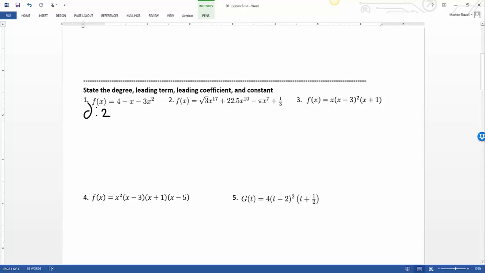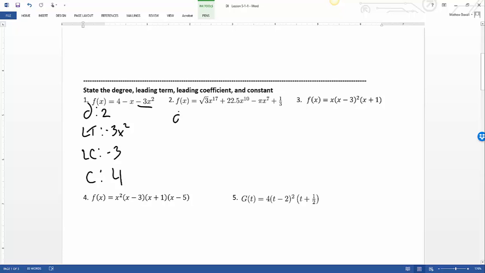The leading term, that's going to be the term that has the degree in it. So that's minus 3x squared. The leading coefficient is what's in front. So that's negative 3. And then the constant is just the number that doesn't have anything associated with it. And so that's going to be 4.